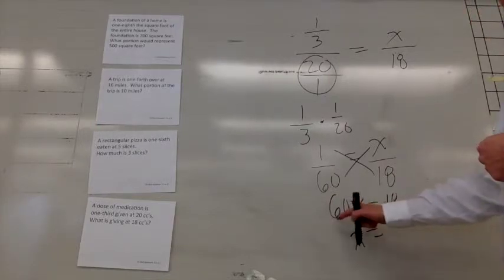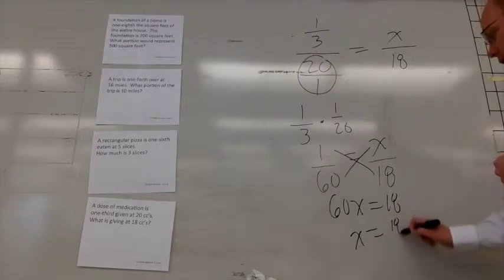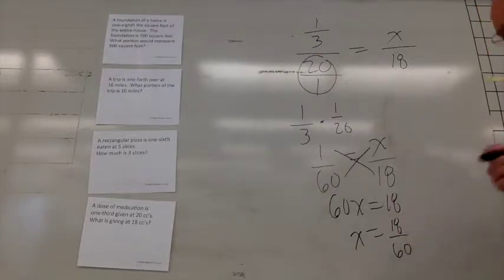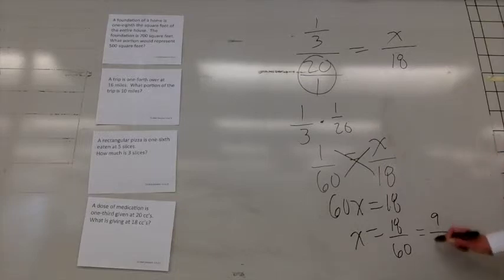X, remember, I'm going to get 60 or bring it over. 60 times x, so undo it by division. I get 18 over 60. And then you have to think about, is there a number that goes into both 18 and 60? Well, some people might say, oh, you know what? 2 does. You're absolutely right. 2 goes into 18 9 times. 2 goes into 60 30 times.